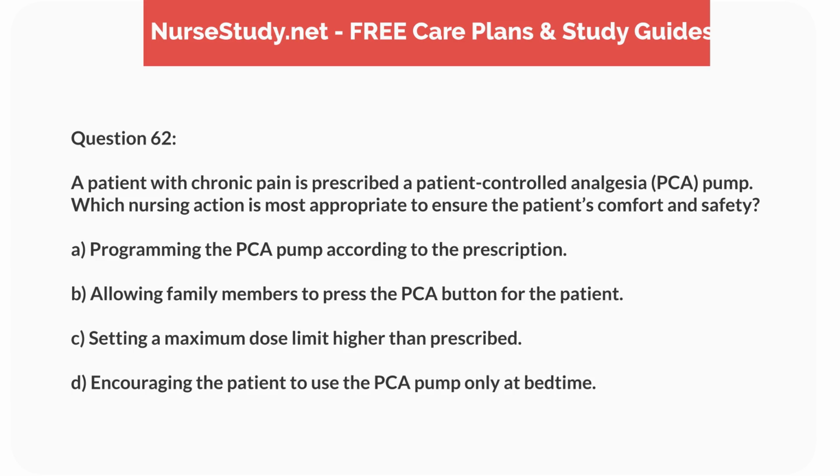Question 62. A patient with chronic pain is prescribed a patient-controlled analgesia, PCA, pump. Which nursing action is most appropriate to ensure the patient's comfort and safety? A. Programming the PCA pump according to the prescription. B. Allowing family members to press the PCA button for the patient. C. Setting a maximum dose limit higher than prescribed. D. Encouraging the patient to use the PCA pump only at bedtime.